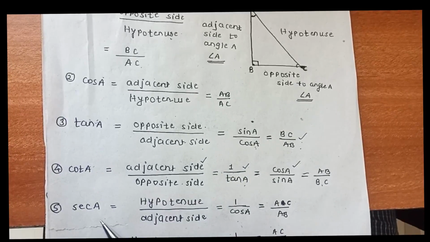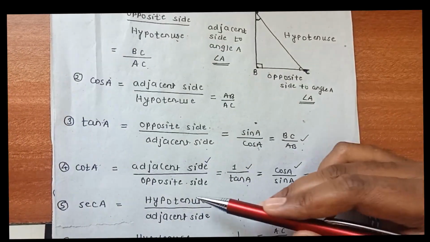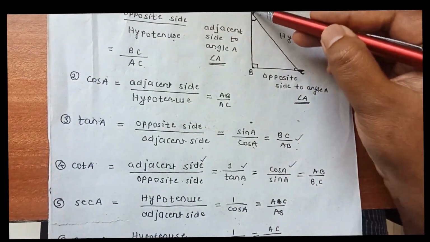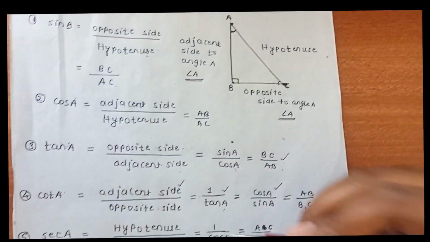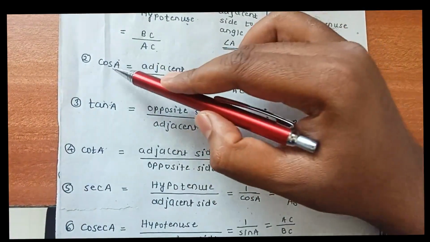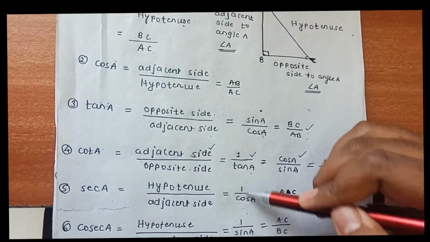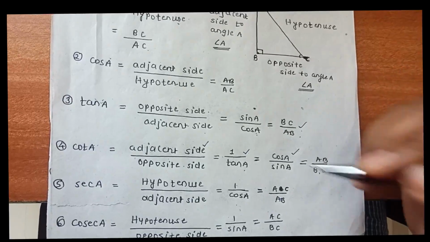Next is sec A. Sec A is nothing but the hypotenuse upon adjacent side. The hypotenuse is AC, and the adjacent side is AB. This is the basic one. Otherwise, sec A is the reciprocal of cos A. That means sec A is equal to 1 upon cos A. We can easily write it down.